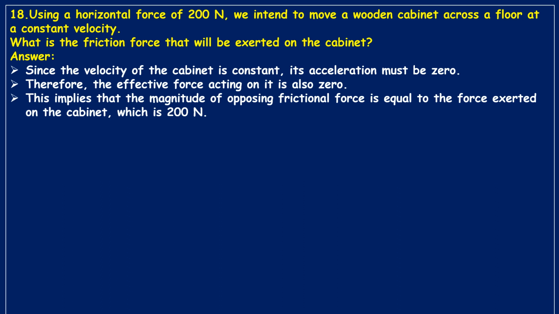Clear? You have to see the condition: the object is moving with a constant velocity. If the object is not moving with constant velocity, then the friction force will be different, right? This is the answer. Therefore, the total friction force is negative 200 newtons. That means opposite direction. Frictional force always acts on an object in its opposite direction.